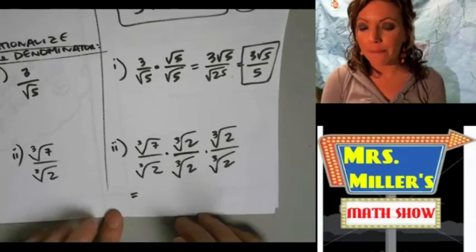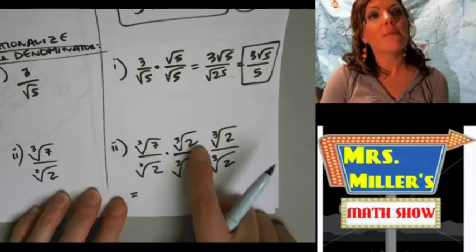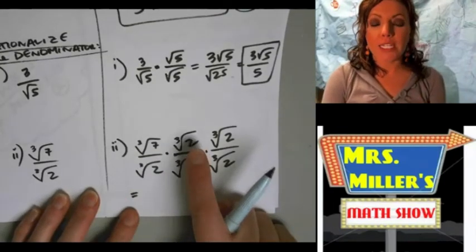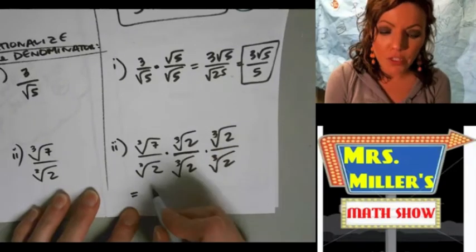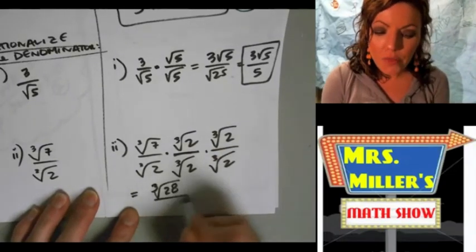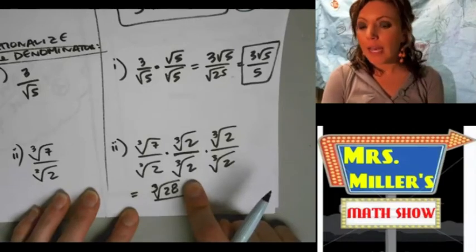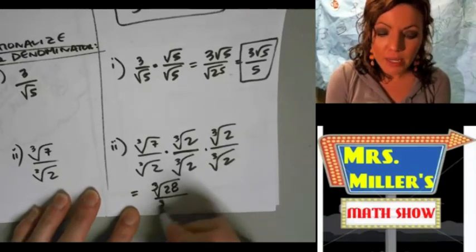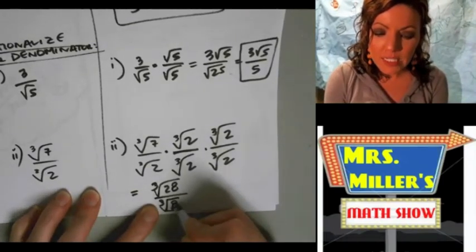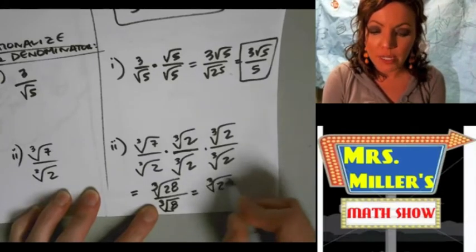So on the top, 7 times 2 is? 14. And 14 times 2 is? 28. So the cubic root of 28. On the bottom, 2 times 2 times 2? 8. And everybody, what is the cubic root of 8? 2. There we go. All right, everybody give yourselves a round of applause.